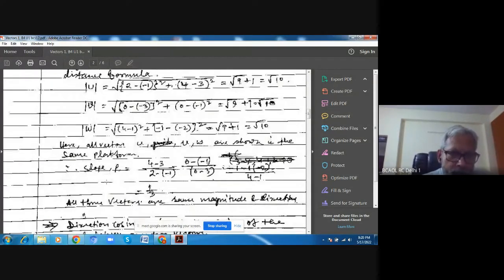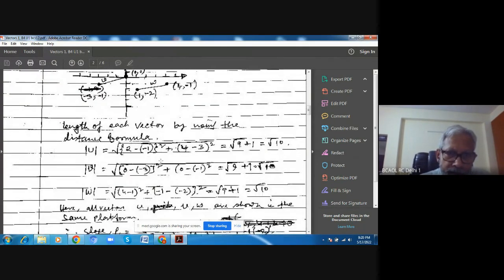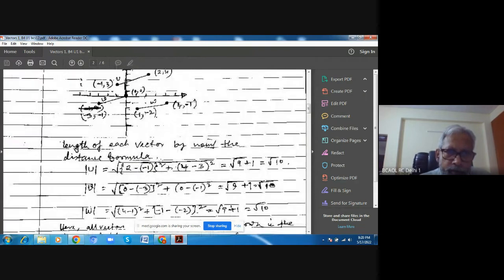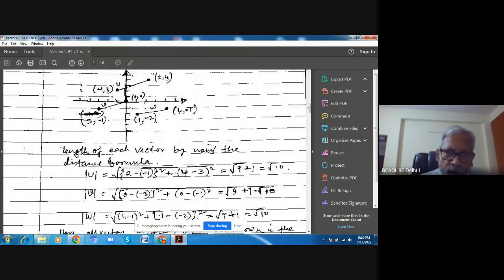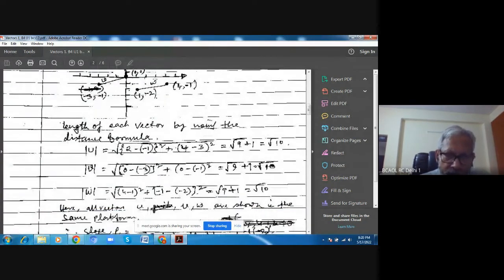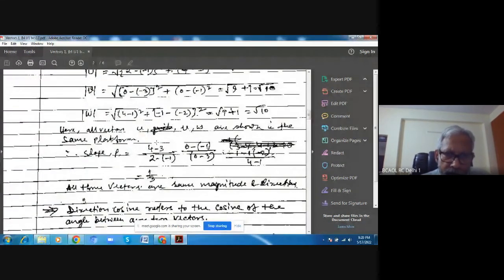Okay. Now, how to identify the slope? The slope is (4 minus 3) over (2 minus 1), so this is your slope in this case. And finally, 1/3 is your slope.